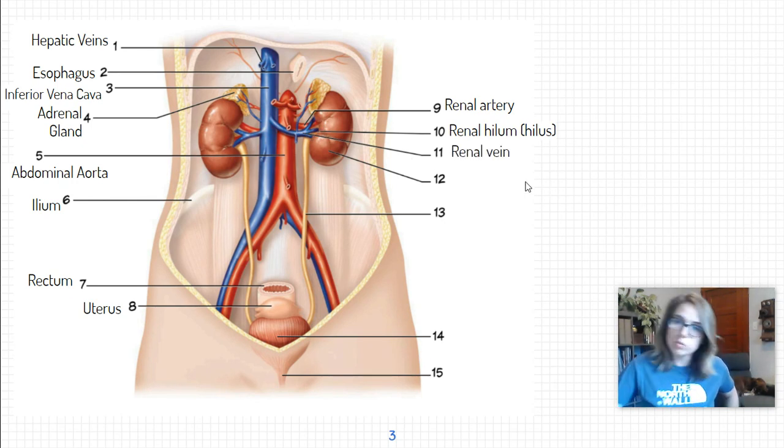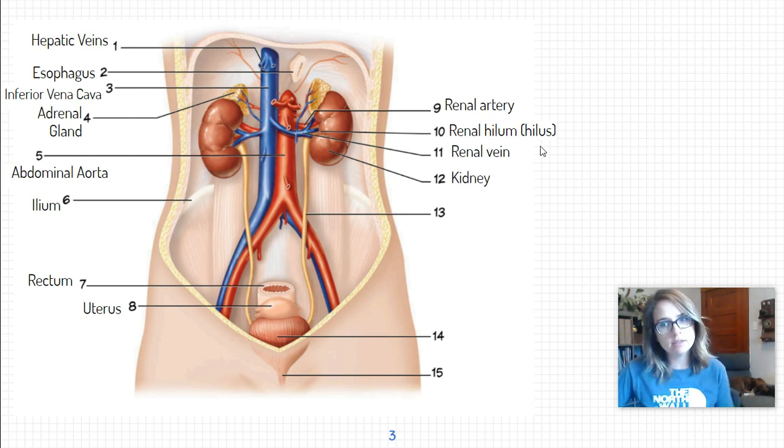Speaking of veins, the renal vein is the one moving out. If you haven't figured out already, renal is referring to kidney. So you're going to see that word a whole lot in this unit. The renal artery is the kidney artery, renal vein is the kidney vein. Number 12 is the star of the show in this unit, the kidney. We're going to get into good detail about them.